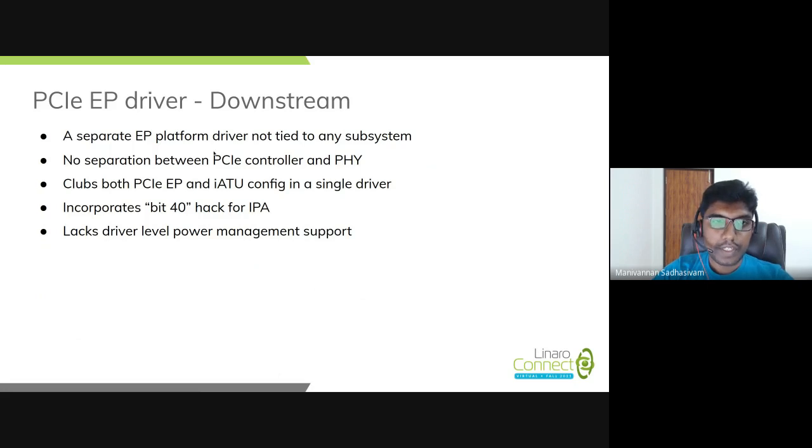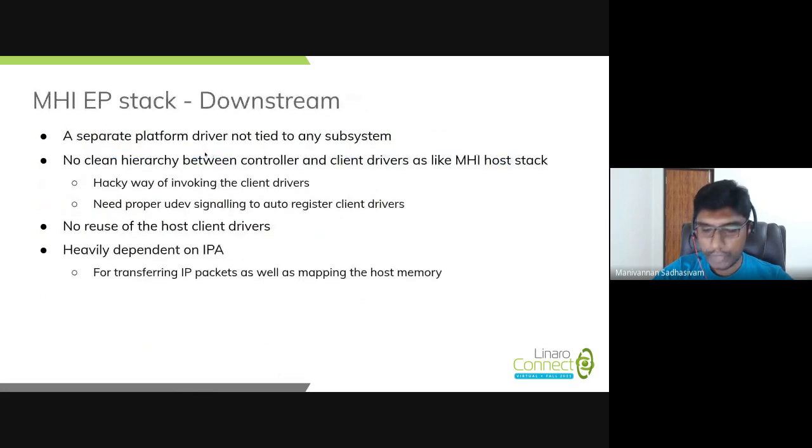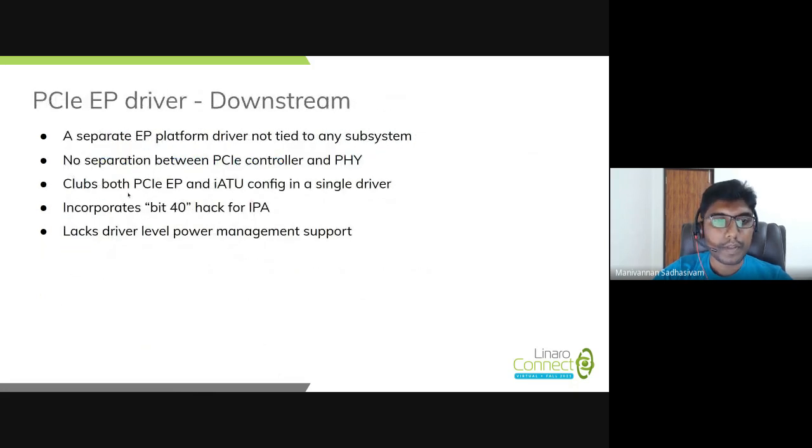So the PCIe endpoint driver in downstream is represented as a single platform driver not tied to any subsystem. Due to this, there is no clean separation between the PCIe controller and the PHY. That means all the code related to the PCIe controller and the PHY part are clubbed into a single driver. Also, the PCIe endpoint configuration and the iATU configuration are combined in a single driver. That makes this driver look clumsy.